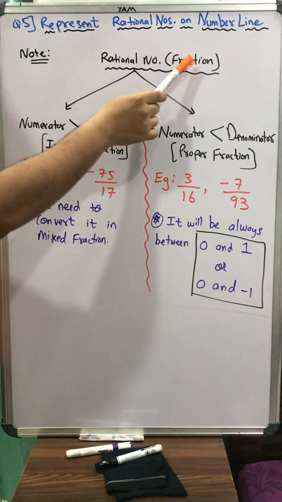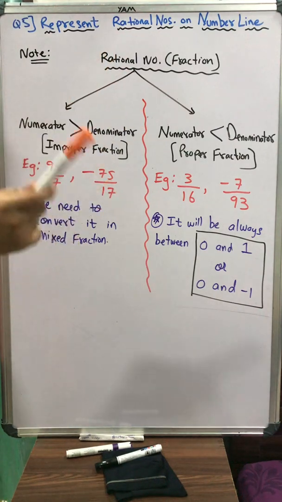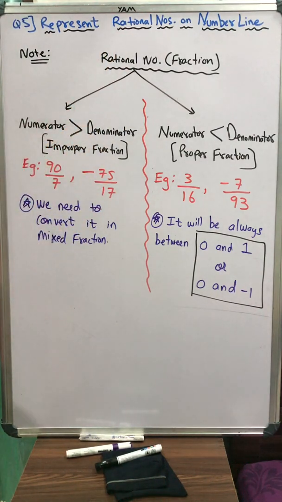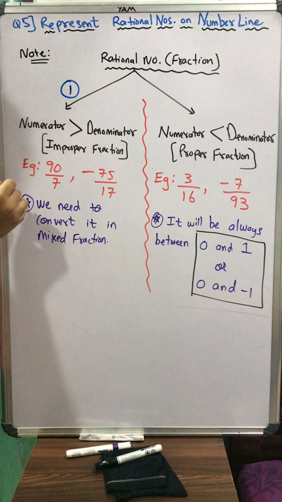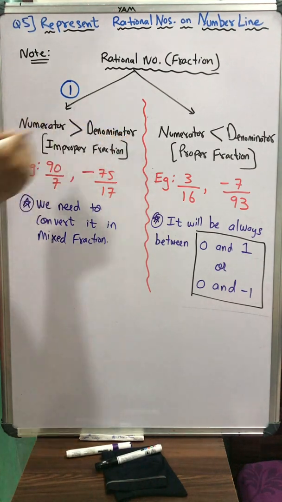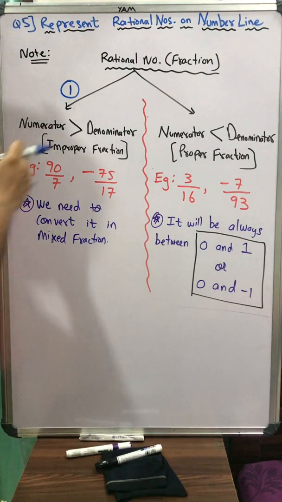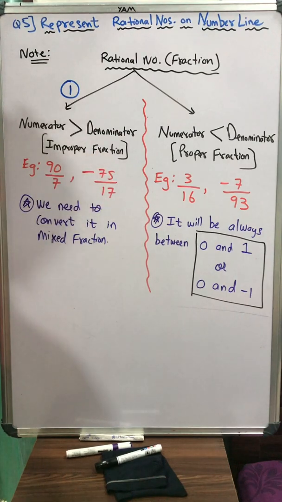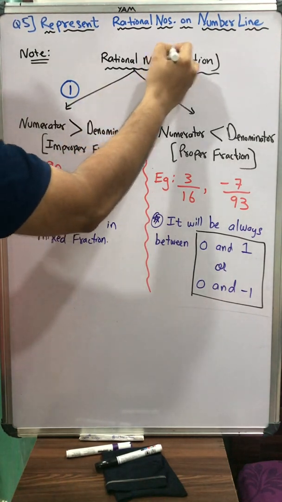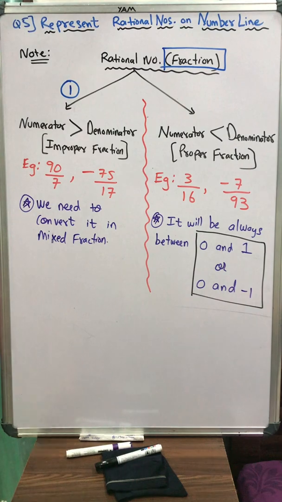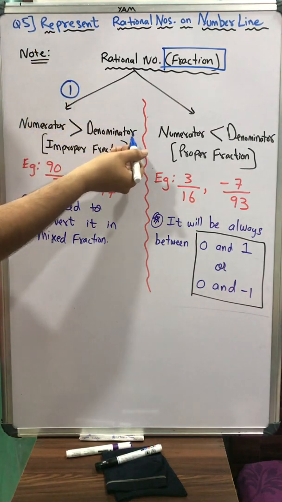Any rational number or fraction which will be given to you will be of two types. The first type is where numerator can be greater than denominator. Now I will always use the word fraction. All the fractions are rational numbers. So numerator greater than denominator.